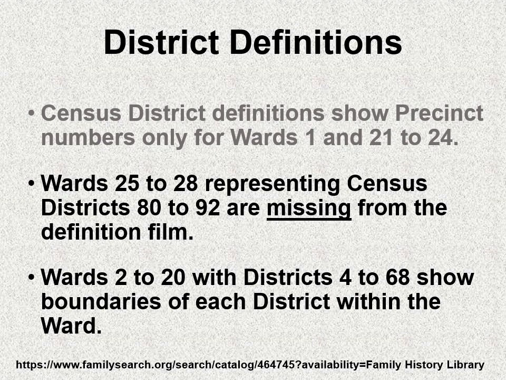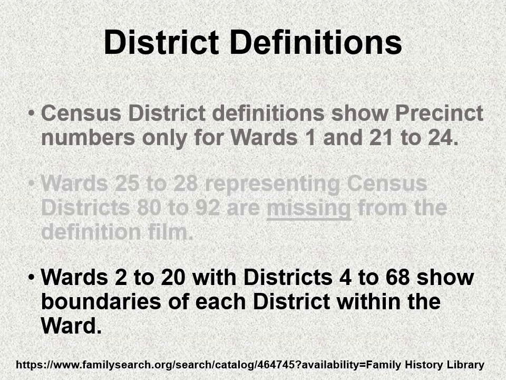Wards 25 to 28, representing Census Districts 80 to 92, are unfortunately missing from the definition film. They're gone. Wards 2 to 20, with districts 4 to 68, show boundaries of each district within the ward. Now, this is very good material.